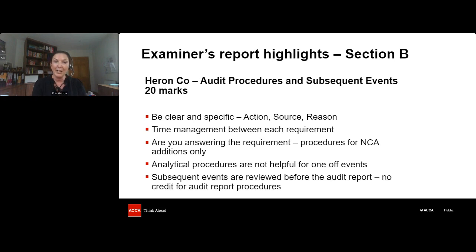And then finally, subsequent events, which was a nice revisit of an area that we haven't seen come up very regularly. Make sure that you're aware that they are reviewed before the audit report. So anyone going on to talk about audit report procedures didn't get any marks. It's about what's going to happen before you form your final conclusions.